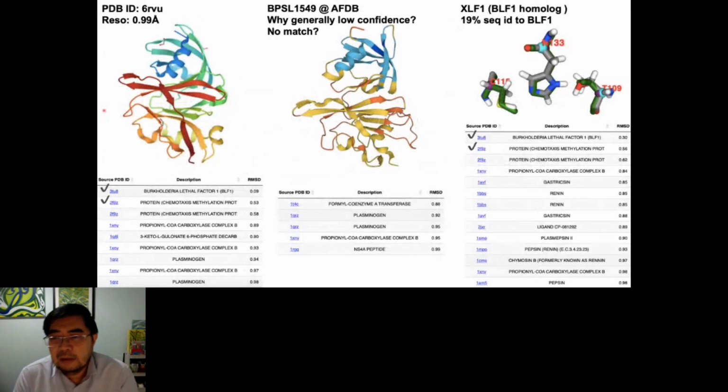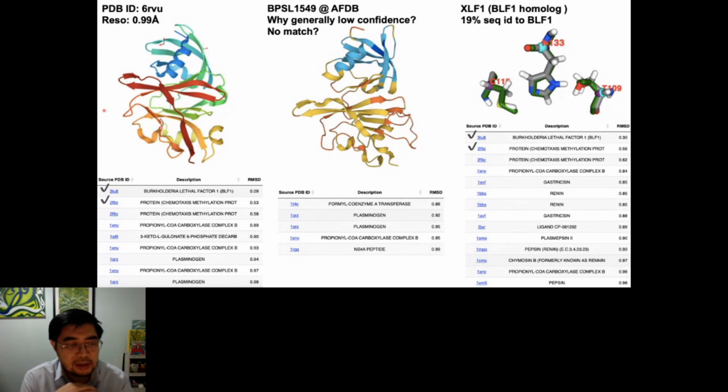So here I'm showing basically the same protein, which is called Burkholderia lethal factor 1 or BLF1. On the leftmost panel there is the experimental structure that was solved to a very high resolution, 1 Angstrom resolution. And as you can see there, using our program Sprite, it managed to match the arrangement or the motif that can be found in BLF1 itself.